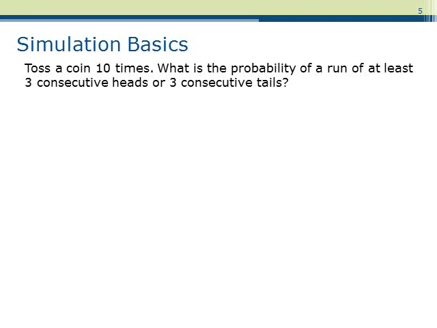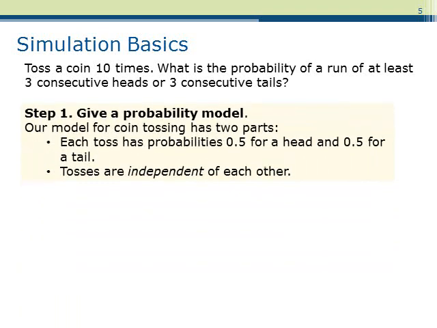Let's do an example. If we toss a coin 10 times, what is the probability there will be a run of at least 3 consecutive heads or 3 consecutive tails? First, we must give a probability model for this experiment. Fortunately, because it is essentially the same experiment performed 10 consecutive times, the model is fairly straightforward.